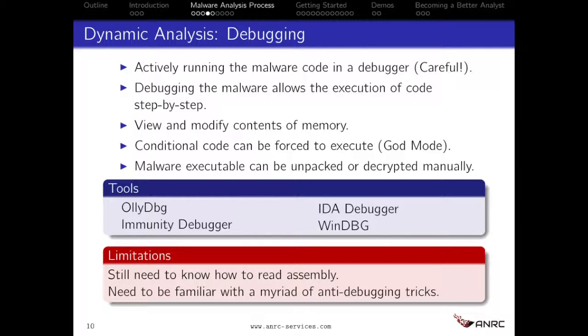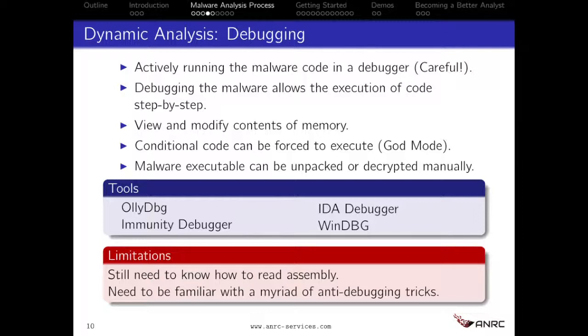OllyDbg and Immunity Debugger seem to be the most popular. IDA also has its own debugger built in that does remote debugging, so you can set it up on a VM and all sorts of neat stuff. They'll connect back to your analysis machine, so you're not necessarily running malware on the machine you're analyzing on. And then you have WinDbg, which you can use for user-level malware analysis, but most people tend to use it for kernel-level debugging.